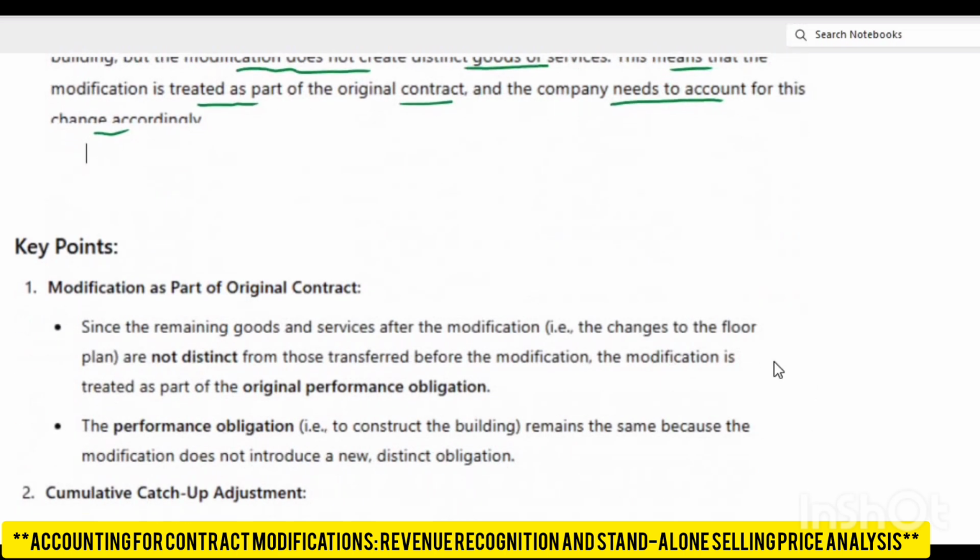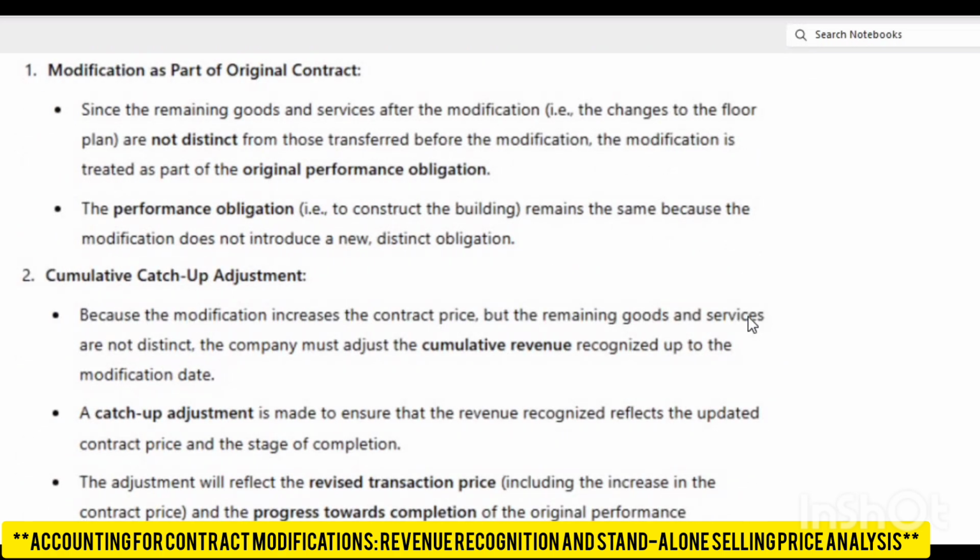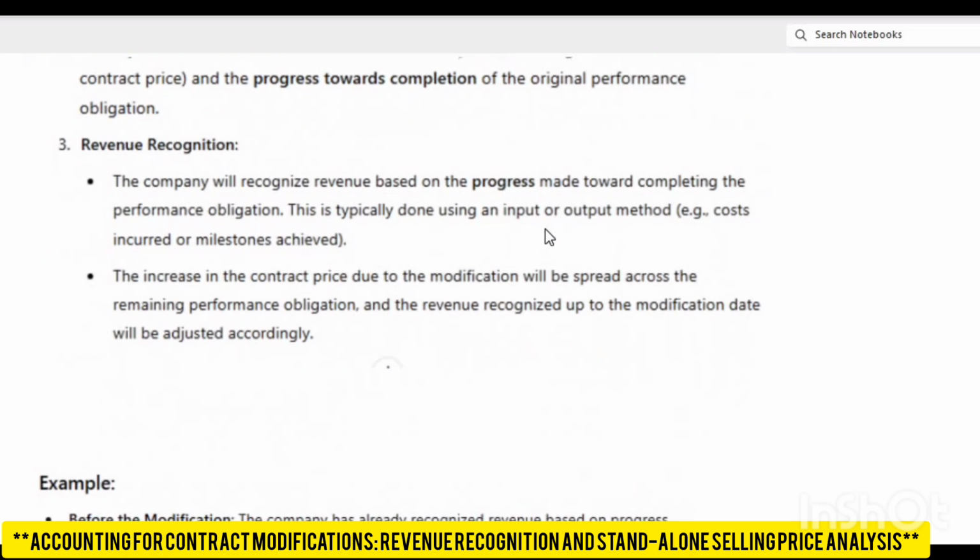So the key point in this topic is that when the modification is a part of the original contract, first you have to be clear that the remaining goods or services you are receiving after modification are not distinct. So when they are not distinct, then the modification will be treated as a part of the original performance obligation, and the performance obligation remains the same because the modification does not create a new one. So this is actually the thing which we have already discussed.